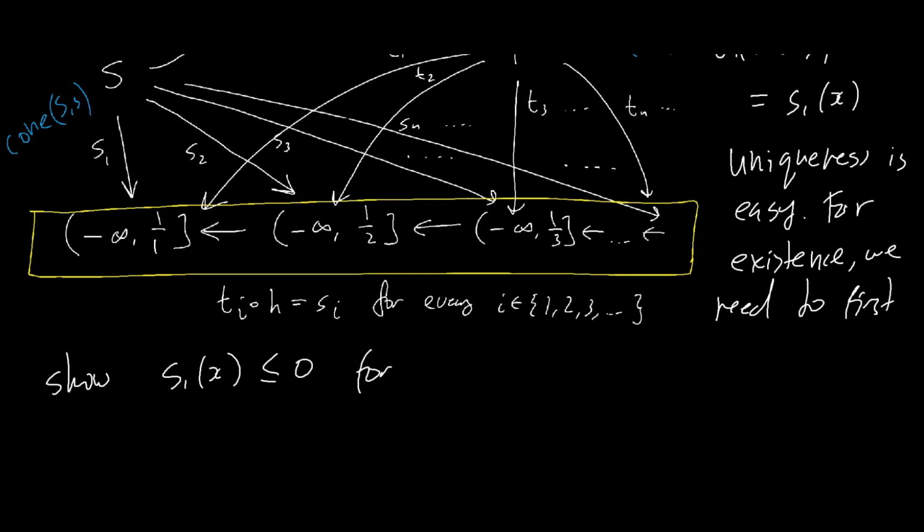Well, it can't be positive because for any positive number, we can find some n such that 1 over n will be smaller than that positive number. So like, it's an issue here.